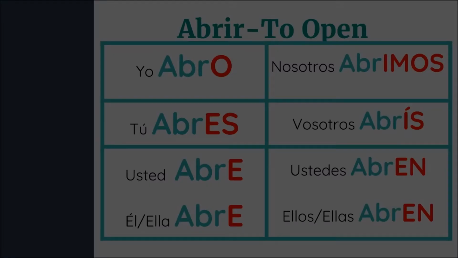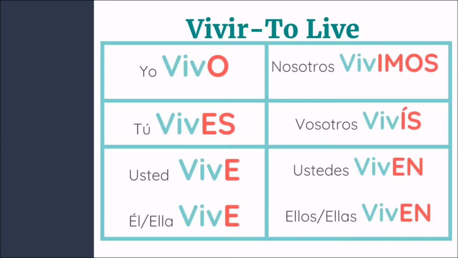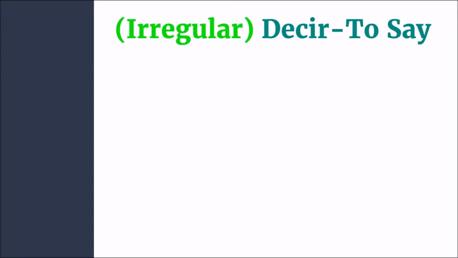Vivir is a regular example that is to live, so you might want to know this one. Yo vivo. Tú vives, usted vive, él, ella vive, nosotros vivimos, vosotros vivís, ustedes viven, ellos, ellas viven. Notice that the nosotros and the vosotros are the ones that are different from the ER conjugation.